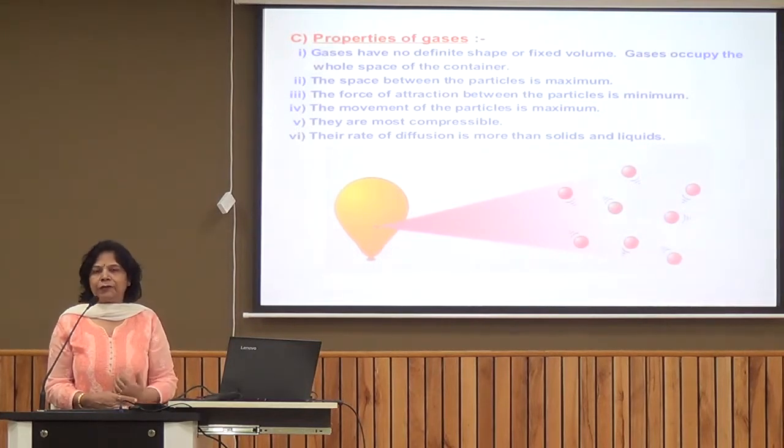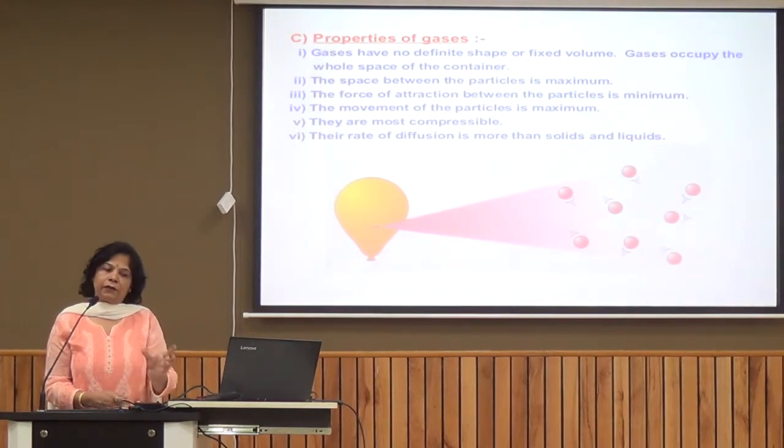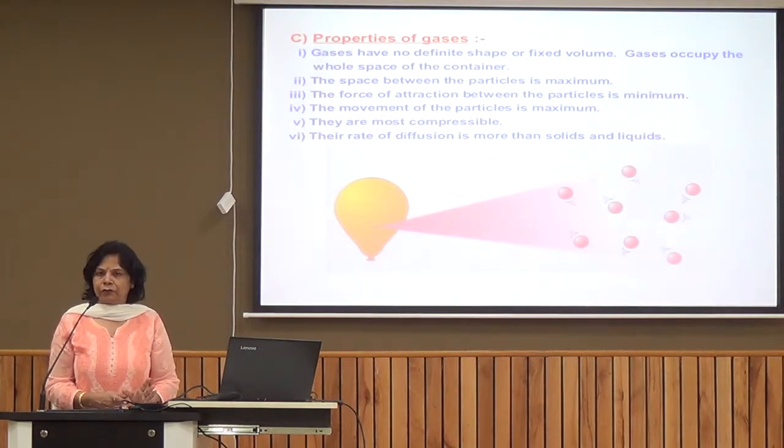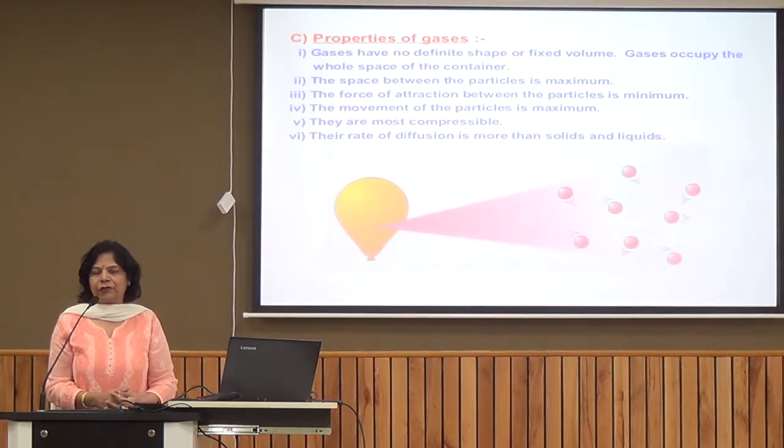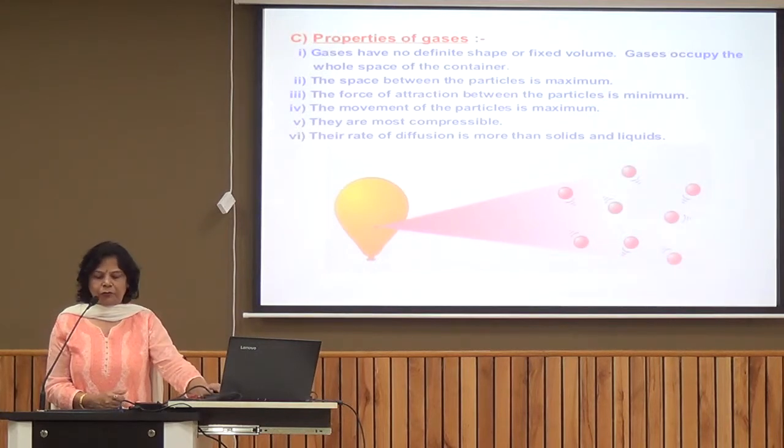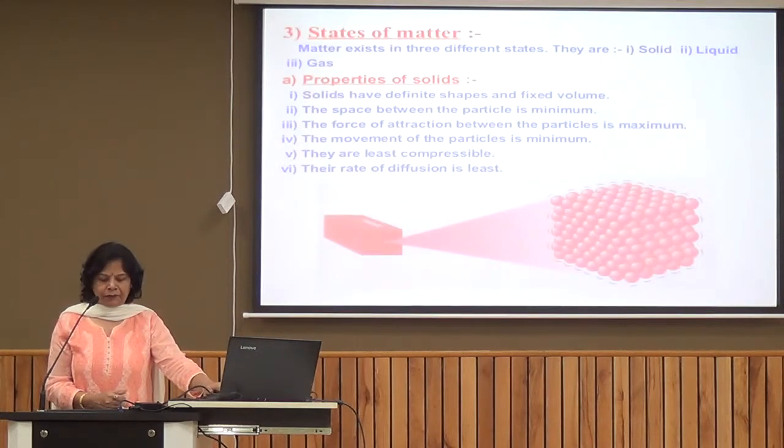So these are the visible properties on the basis of which I can say that this particular matter is a solid if it has a definite shape and a volume. If it does not have a definite shape but has a definite volume, it means it's a liquid. And if neither its shape is definite nor its volume definite, it's a gas. Let us see why solids, liquids and gases have these different properties.